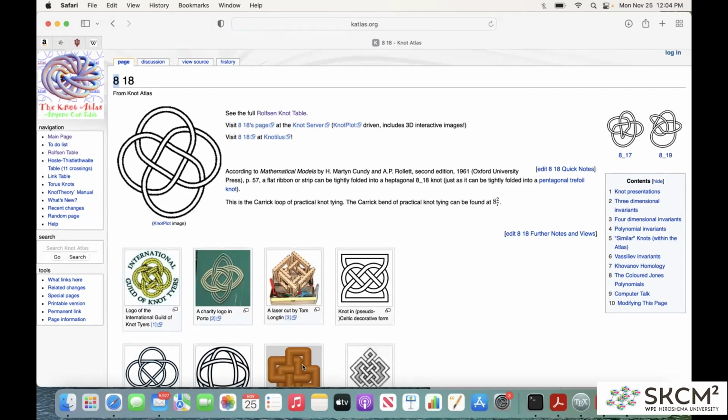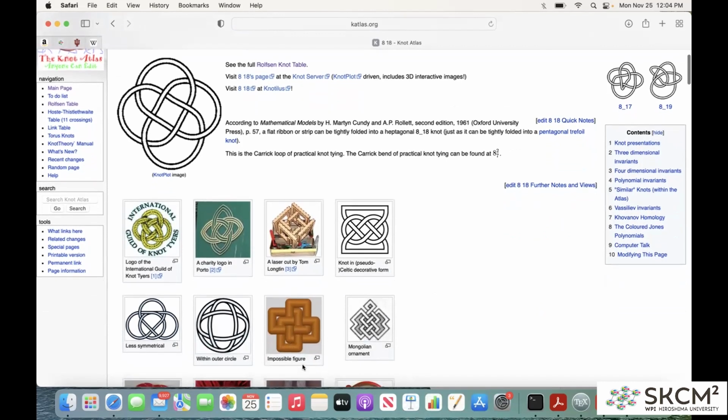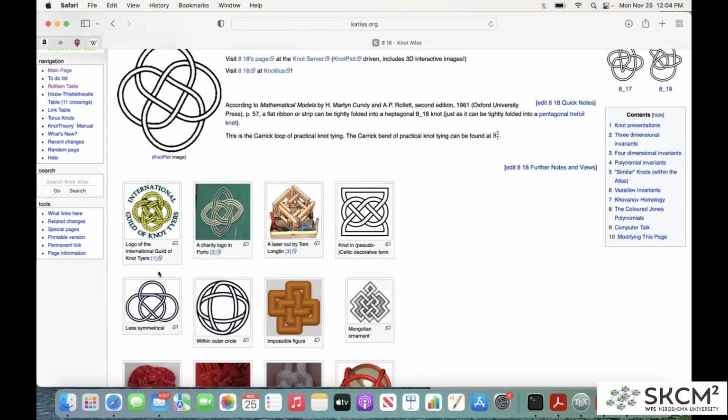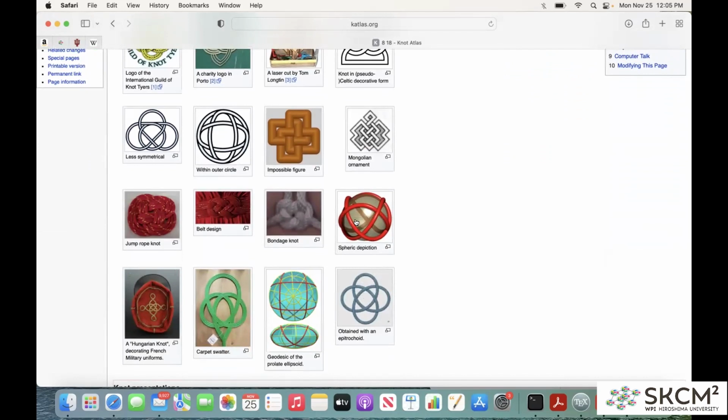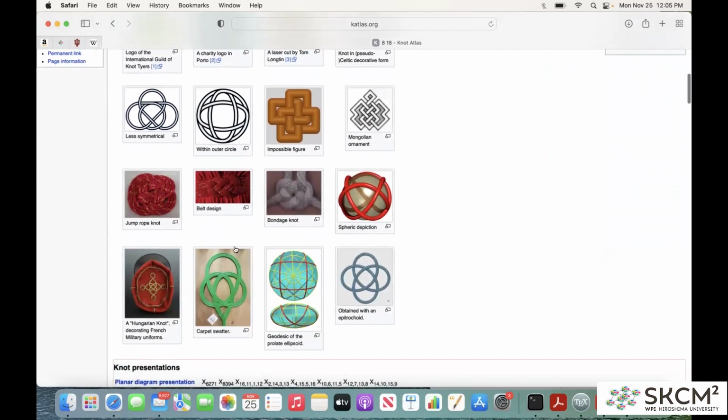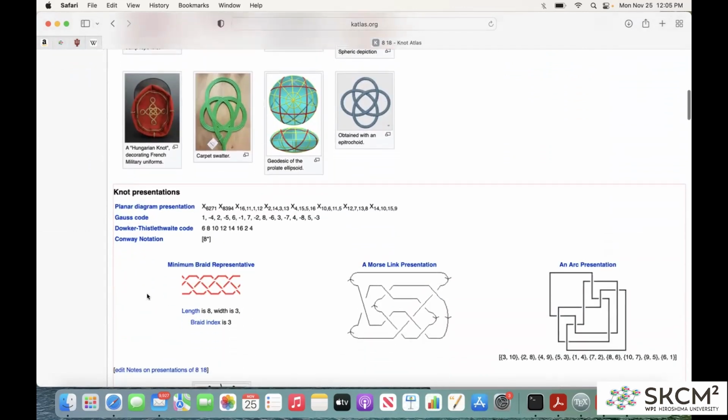And this one turns out to be often used as an emblem in various places. So in his lore about 8_18, you will see quite a lot of pictures, not the least of which is that it's the logo of the International Guild of Knot Tyers, not knot theorists. They are people who are interested in the art of tying knots and using them practically, and they have a guild, and they're English mostly. So you see other things like putting the knot on the surface of a sphere and decorating uniforms with an emblem and so on and so on.